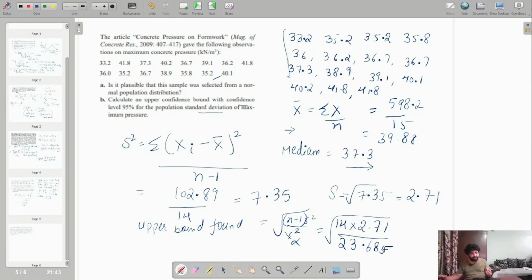The only thing is, you need to remember that I have put here standard deviation because you need to find the upper bound for standard deviation as mentioned in the problem. All right. So yeah, that is all for this question. Let us move to the next one.